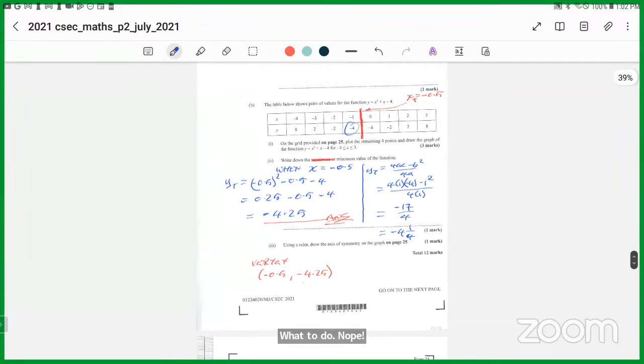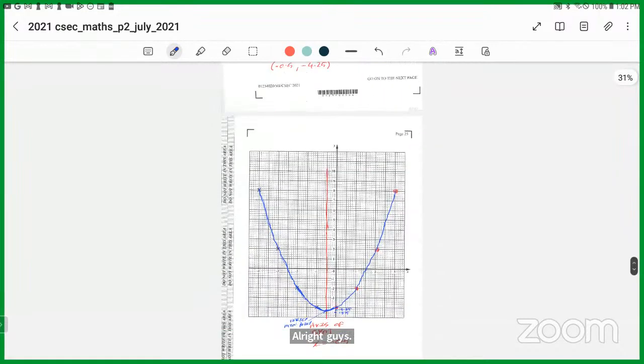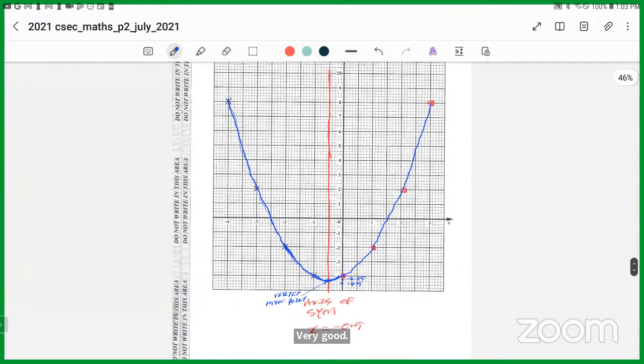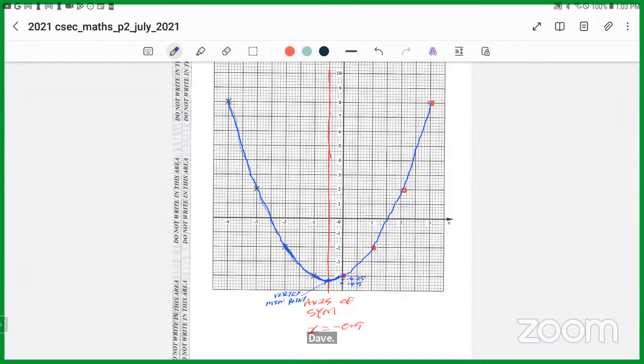All right, guys. Very good. Yes, sir. So what are you going to do for me now, please? Somebody tell me what we're going to do now. Yeah, read it and send it. So again, say it again. Get it wrong, read it, send it to you. Beautiful.